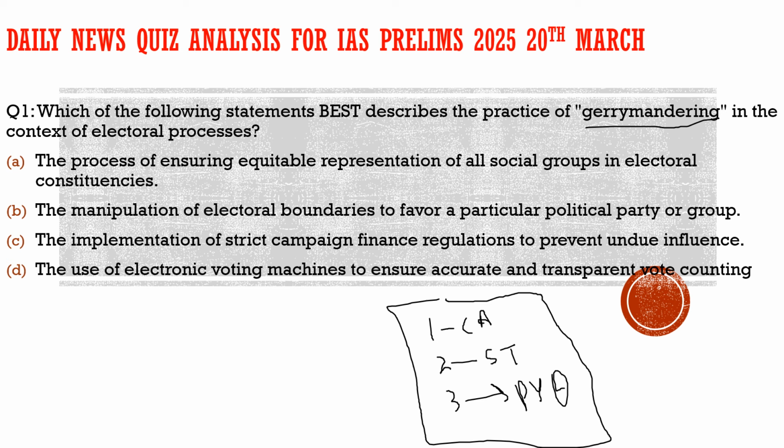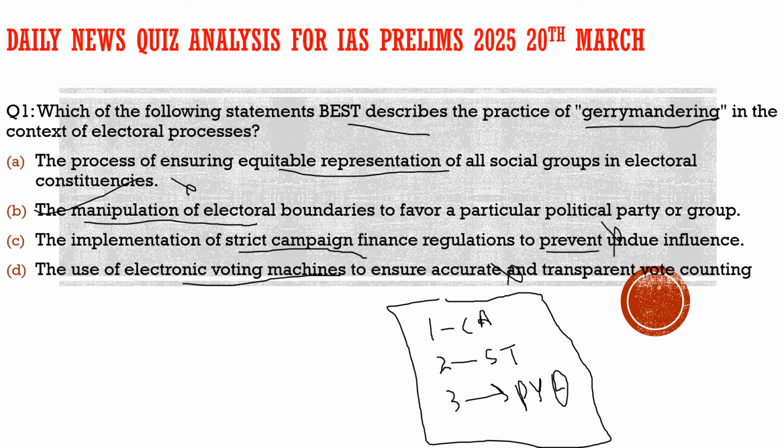The question says, which of the following statements best describes the practice of gerrymandering in the context of electoral processes? First statement: the process of ensuring equitable representation of all social groups in electoral constituencies. Totally incorrect. It is not related to that. Third statement: the implementation of strict campaign finance regulations to prevent undue influence. Totally incorrect. Fourth statement: the use of electronic voting machines to ensure accurate and transparent vote counting. Totally incorrect. The second statement says the manipulation of electoral boundaries to favor a particular political party or group. 100% exactly, it is true.